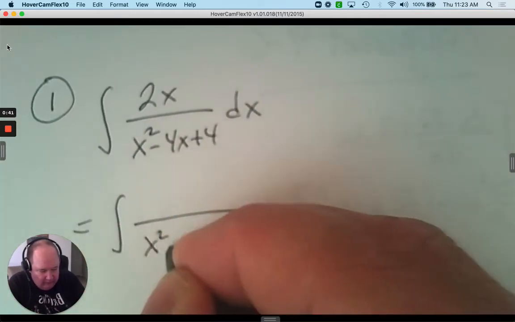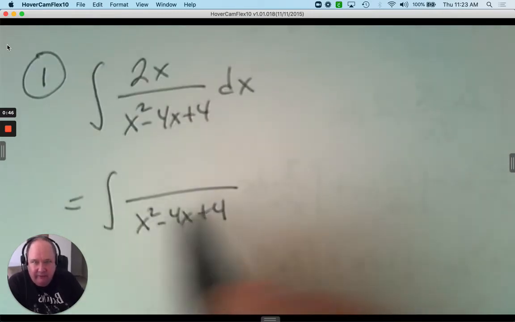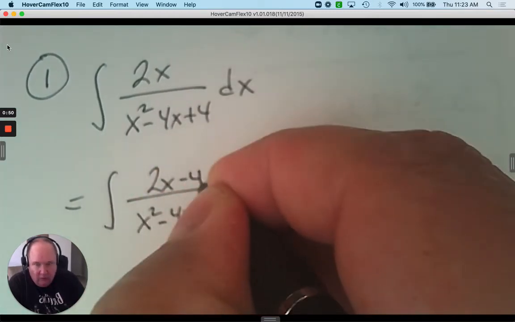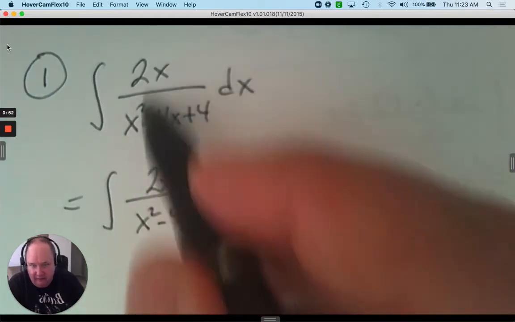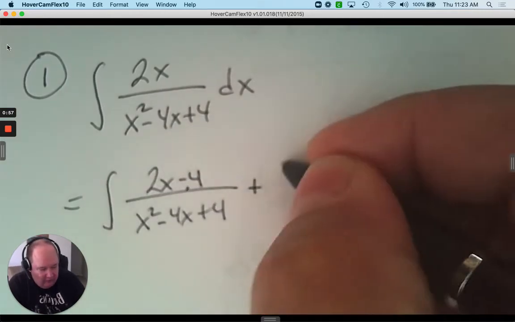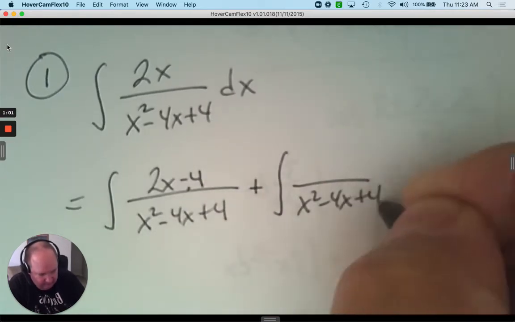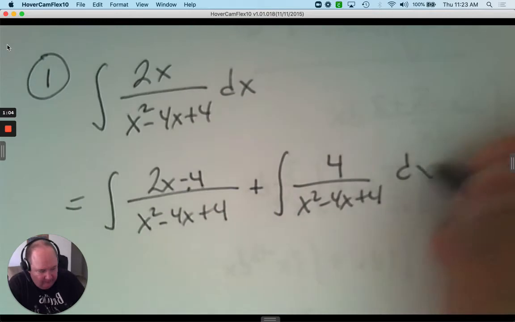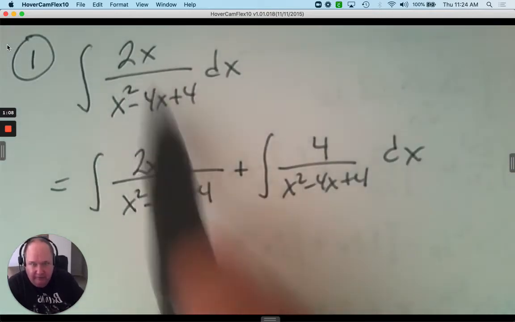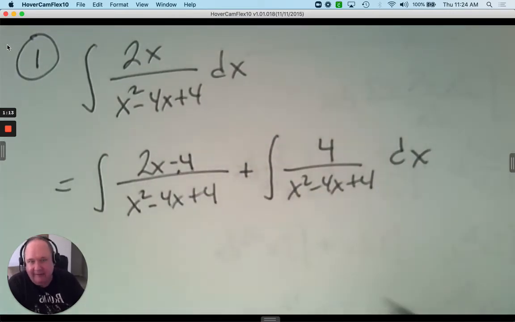What's the derivative of the denominator? If I take the derivative of the denominator, it would be 2x subtract 4. It's only 2x, so I'm going to go 2x subtract 4. Then I'm going to create a second integration, and I'm going to add 4, because I know that negative 4 plus 4 is 0. These are the same, but I create two fractions so I can integrate it.